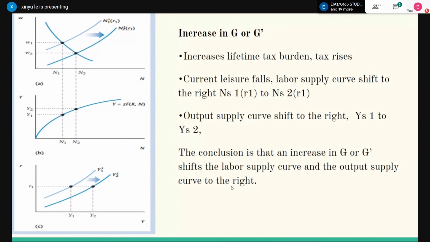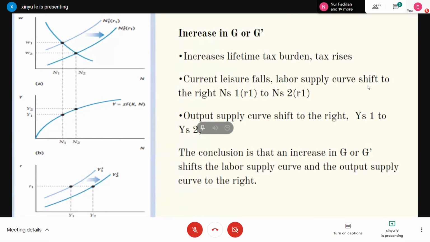So the model shows the increase in G. This increases the lifetime tax burden, which will make taxes rise. So current leisure falls, the labor supply curve shifts to the right from NS1 to NS2, and the output supply curve shifts to the right from YS1 to YS2. The conclusion is that an increase in G shifts the labor supply curve and the output supply curve to the right. Next.